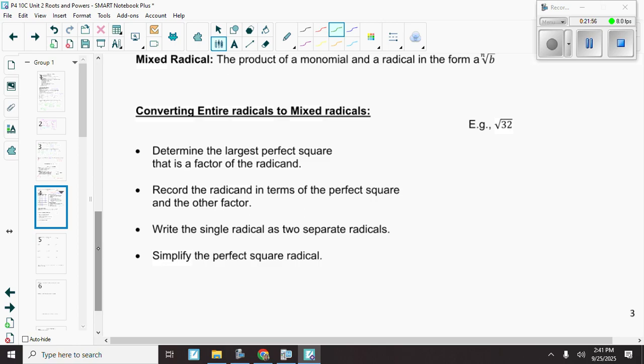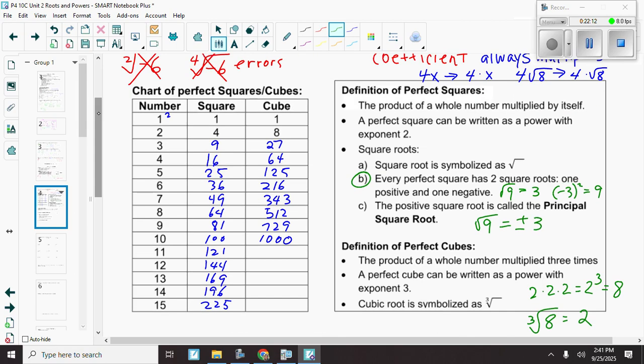We are going to break up 32 into its factors. But the only factor I'm interested in is one that is a perfect square. That's why this little chart here is so important. I'm only looking for factors that fall into this category, like 4 or 9 or 16 or 25, because those are the only numbers that can come out of a square root. They're perfect squares.